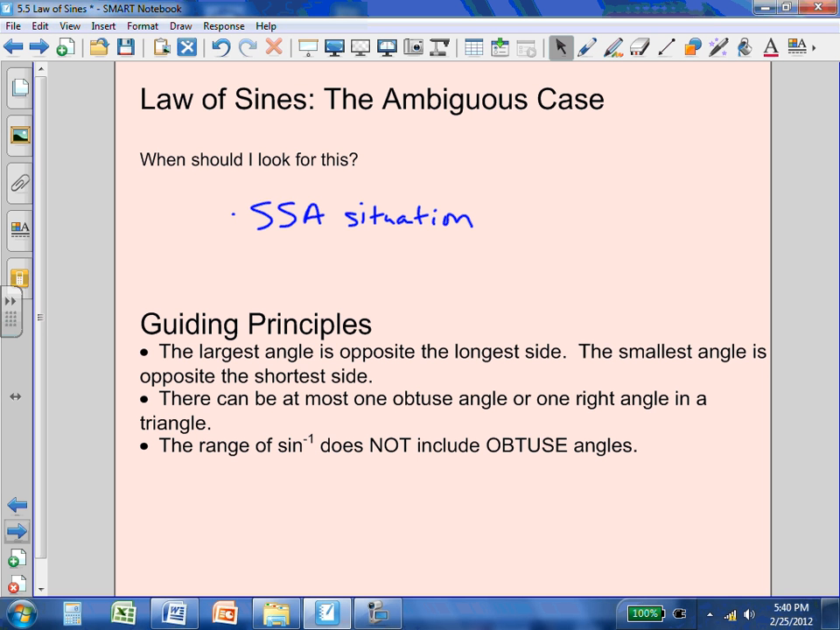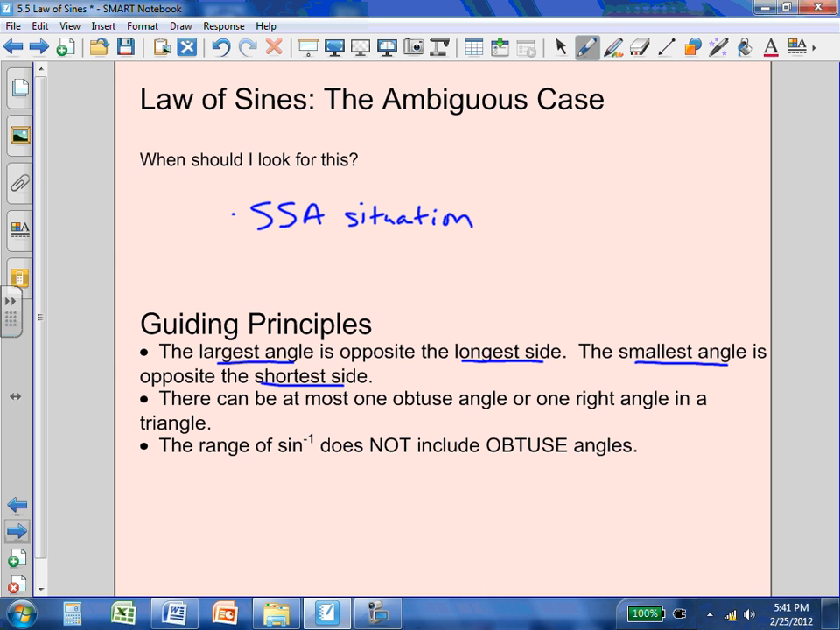Now here are some guiding principles as to working with triangles and what should be happening, what you should always be looking for. The fact that the largest angle is opposite the longest side. And also the fact that the smallest angle is across from the shortest side. Whatever order you list your angles in from smallest to biggest, that should be the same order for your sides from shortest to longest. They should always correlate with each other. Always check for that when you get done solving a triangle.